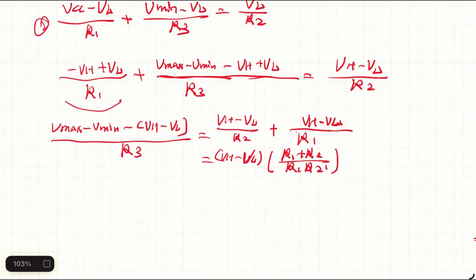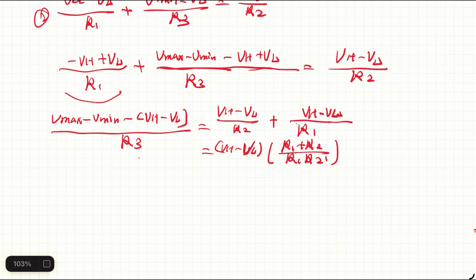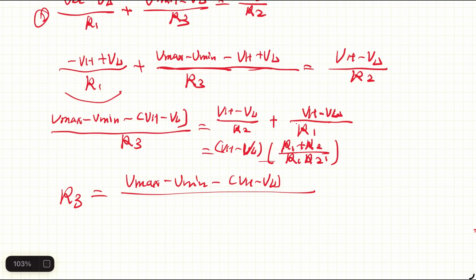Okay, and we want to get R3. So what we can do is, R3 will equal this whole term here. We move the R3 to the other side, and then just use this whole denominator here. V max minus V min minus V high minus V low, and divide by this term. So that's V high minus V low in the bracket, and R1 plus R2 over R1 times R2.